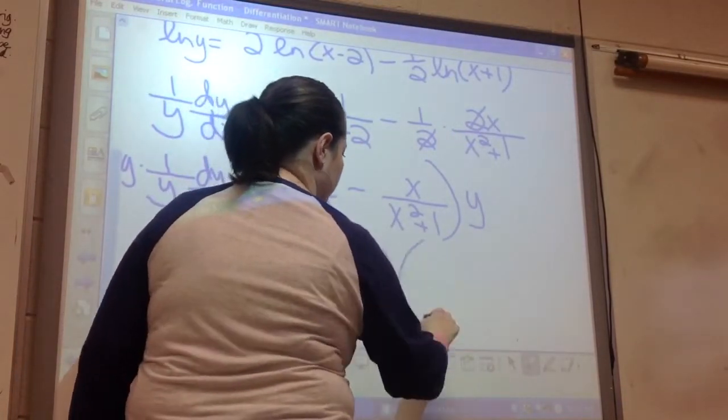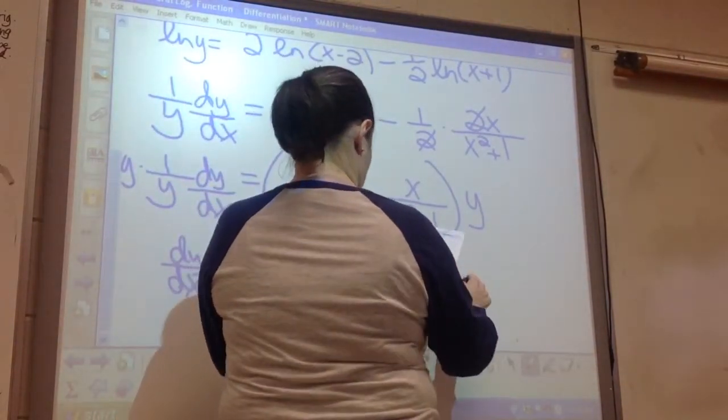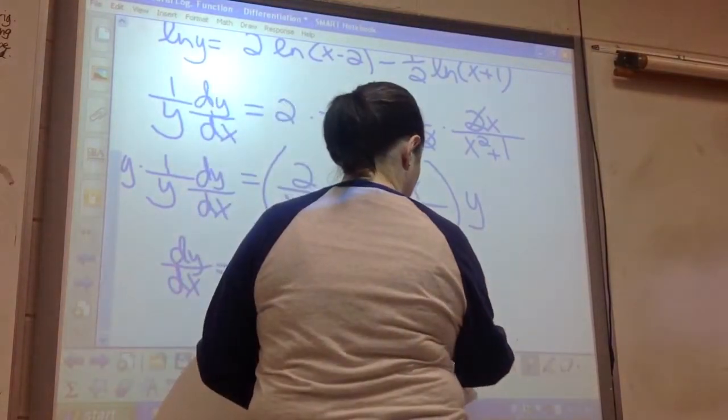I don't have enough room on my paper. I'm sorry, hold on. I might need a new piece of paper. I'm about to start crying on it. This is the meaning of life.